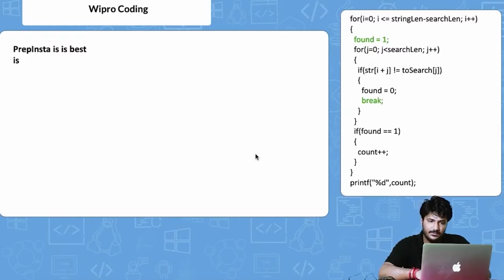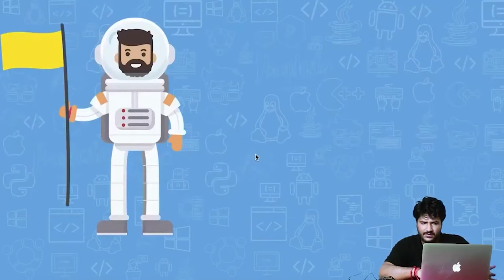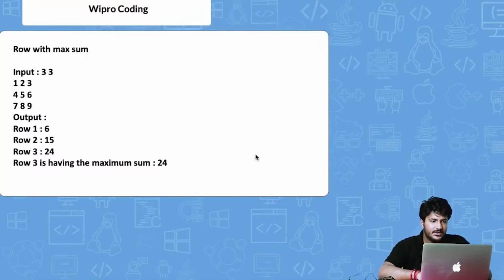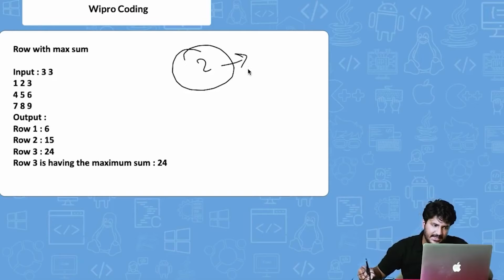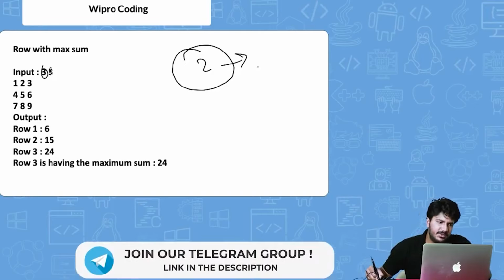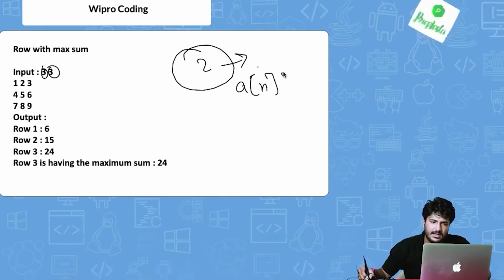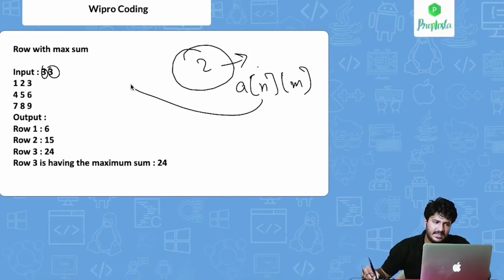So moving ahead, this was one of the difficult questions, and this is one of the easier questions that I am going to take, right? So basically what they are saying in this particular question is, you have to find the row. This is a 2D array that they are saying. Initially the input 3 comma 3 is being used. So for a 2D array a of n m, you are assigning this 3, that is the rows and columns, the rows are 3 and the columns are 3.